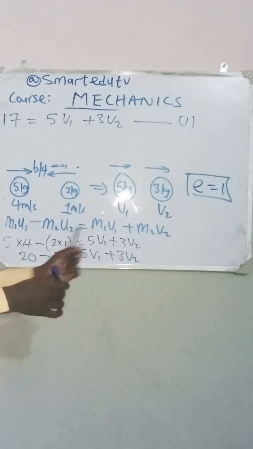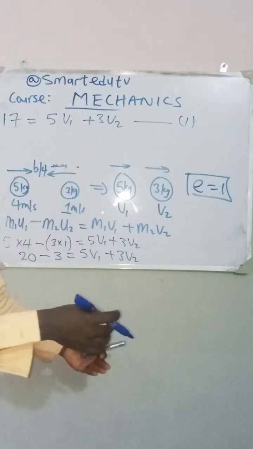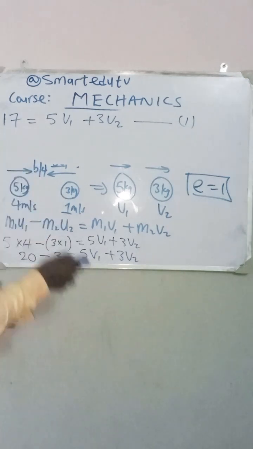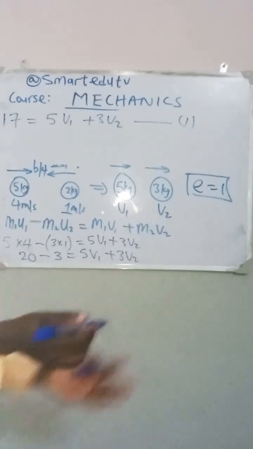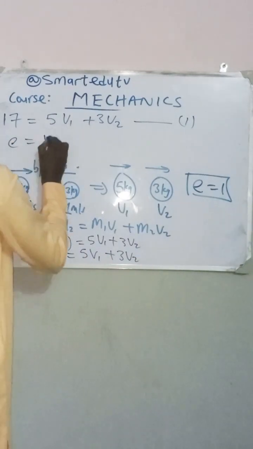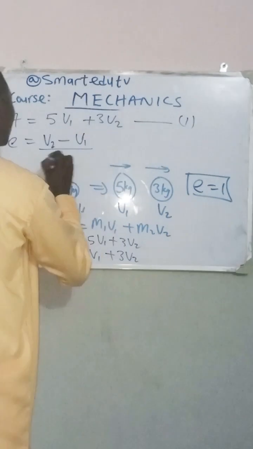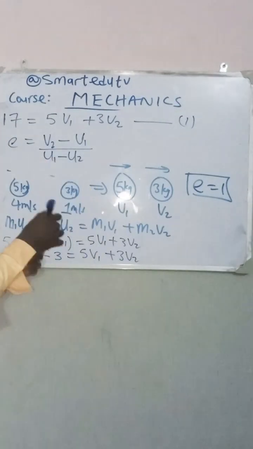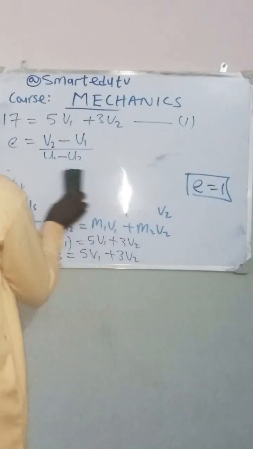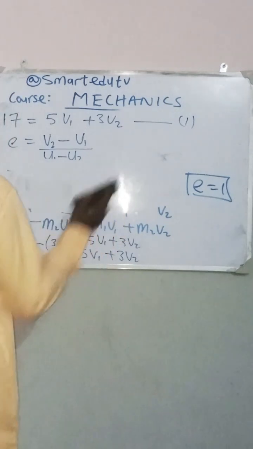For the second one, since the question is not talking about kinetic energy, we move to the third concept, which is the coefficient of restitution. Our coefficient of restitution is the ratio of velocity of separation to velocity of approach. Don't forget, our E is given as V2 minus V1 divided by U1 minus U2. So you can use any of the formulas for the coefficient of restitution. So let's see what we have. Don't forget, the first mass is 5 and the second mass is 3.